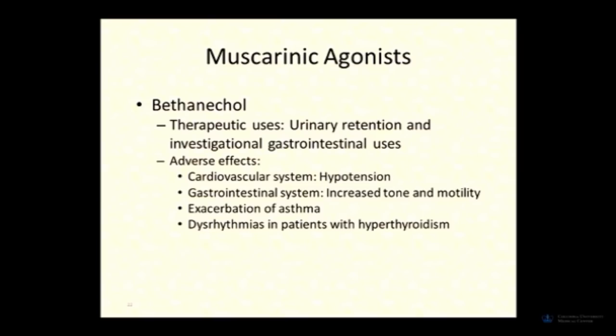Okay. And then many of the adverse effects, we talked about some of them, including hypotension, exacerbation of asthma. So asthmatics are going to be pretty contraindicated. Okay. Muscarinic agonists are not going to be used with people with a history of asthma. And patients with dysrhythmias, particularly those that can come along with hyperthyroidism, you will not likely use muscarinic agonists because they can worsen that dysrhythmia.